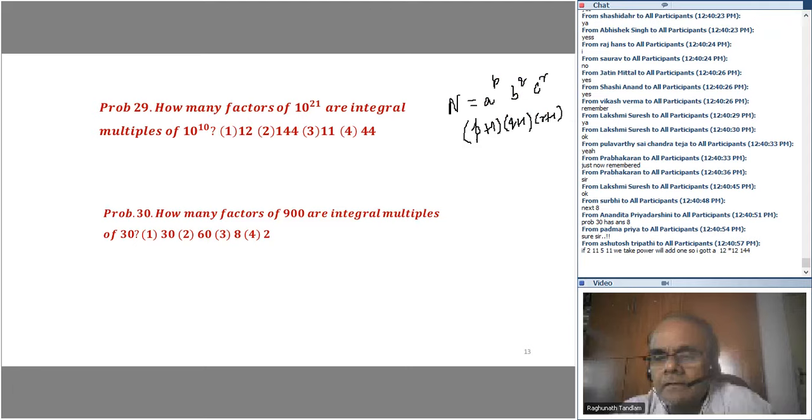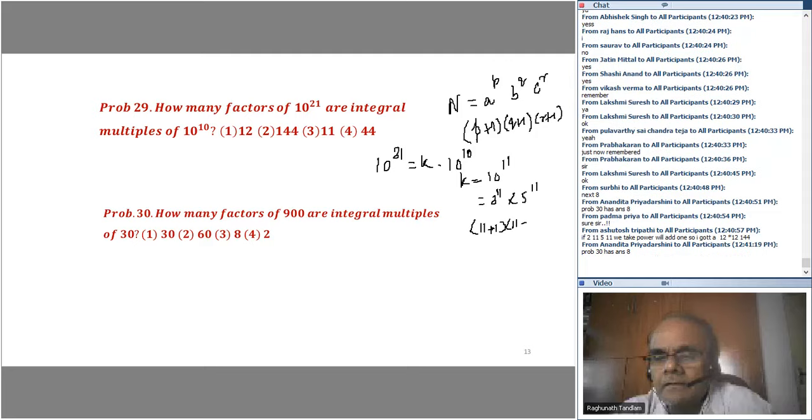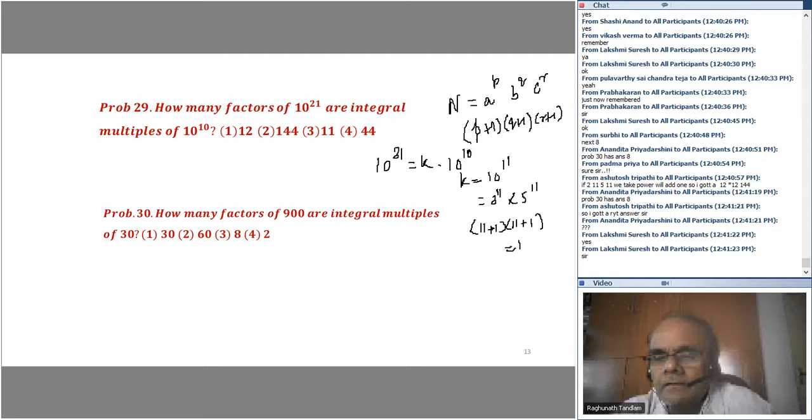What's the answer here? 10 power 21 is nothing but k into 10 power 11. K becomes 10 power 11. It's nothing but 2 power 11 into 5 power 11. So 11 plus 1 into 11 plus 1. Are we clear now, Lakshmi?